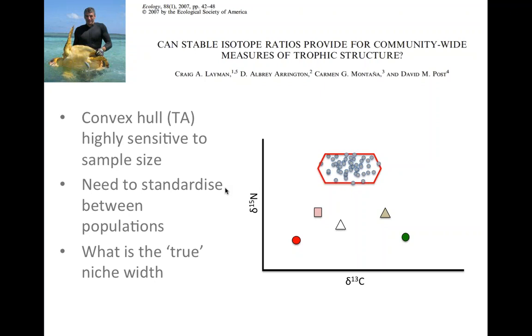It also leads to the question, what's the true niche width for your population? Do you have to go out and sample every individual and get a convex hull of that? Then you'd have the full niche width of that population, but that's not really feasible.